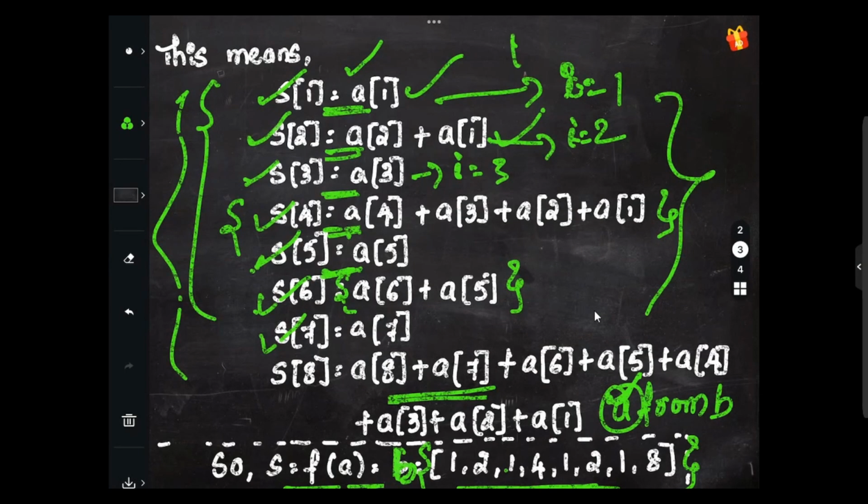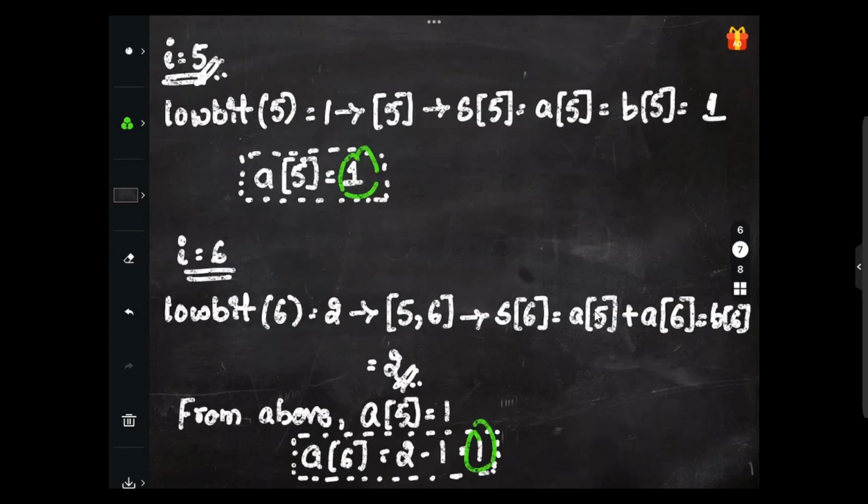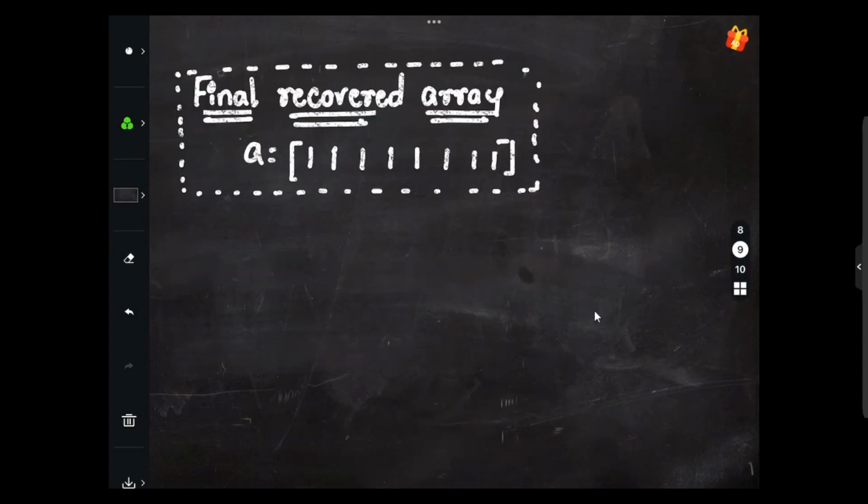Basically, we are going with the BIT formula, right? So I have shown this: s of 1 equals a of 1, s of 2 equals a of 2 plus a of 1. Same goes with s of 3 to s of 8 as well. So this goes from this one to this one, right? Till i equals 1 to 8, all the iterations I have shown you.